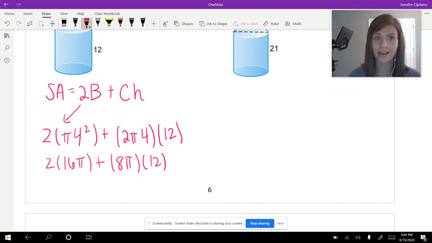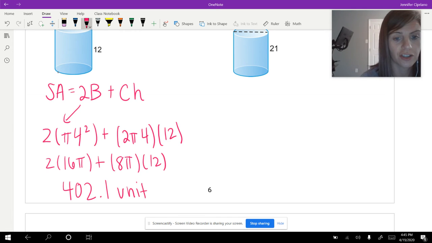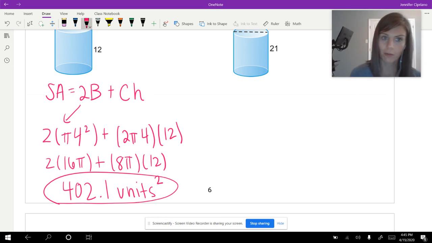Just like when we were finding the area of a flat circle, for cylinders, and later on in our notes when we get to cones, whenever you have pi in your formula, you're going to have to round off your answer. So we're just going to round to the nearest tenth. Our surface area here would be 402.1. We don't have an actual unit written, so we're just going to use the general units squared for surface area. That would be the surface area of our cylinder.